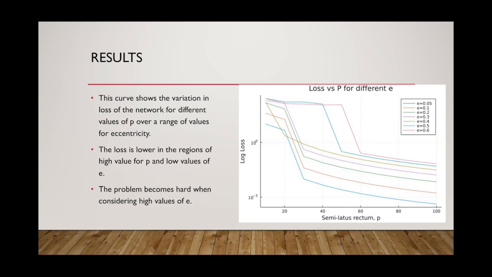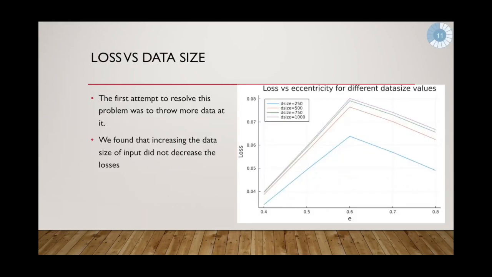So with this information, the next thing that I did was just throw more data at it. What usually happens is for a neural network, if you throw more data at it, it learns better. But that's not what happened here. On this graph, we can see loss on the y-axis and different values of eccentricity on the x-axis, and each line corresponds to a different size of the data set. So for data size equals 250, which is given by the blue line, the losses are much lower than data size equals 1000, which was very counterintuitive to what we had thought to begin with.